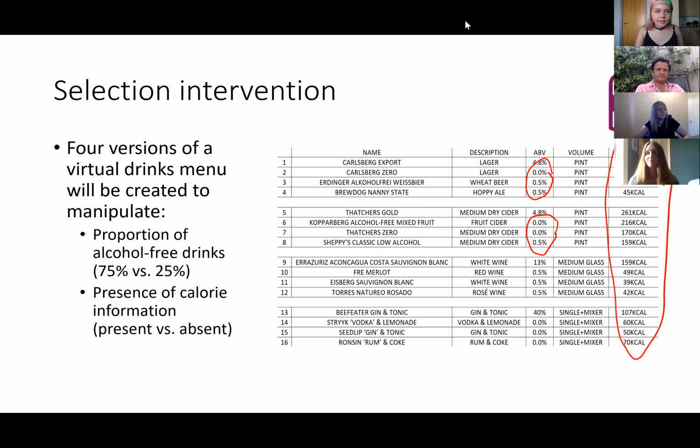Thank you, Marcus. So I've got a question around calories. Are you going to do any measure of baseline knowledge of how good their knowledge is of calories before you do this? I imagine not, but no. What kind of baseline?